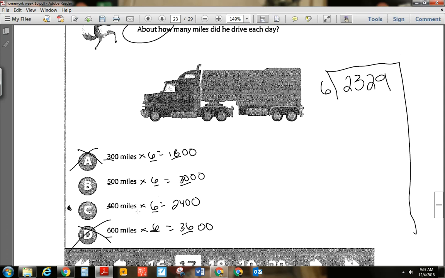Now, if you're like, I'm pretty good at division, well, here's how we do it. How many 6s fit into 2,000? Can't do it. How many 6s fit into 23? 3. So I subtract 18. 23 take away 18: 19, 20, 21, 22, 23 is 5. In the tens place, I bring down the tens. How many 6s fit into 52?